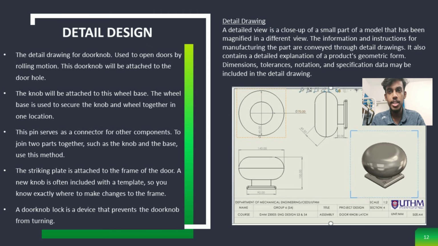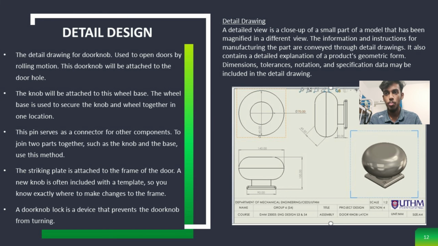Detailed drawing. A detailed view is a close-up of a small part of a model that has been magnified in a different view. The information and instructions for manufacturing the part are conveyed through detailed drawings. It also contains a detailed explanation of a product's geometric form. Dimensions, tolerances, notation and specification data may be included in the detailed drawing.